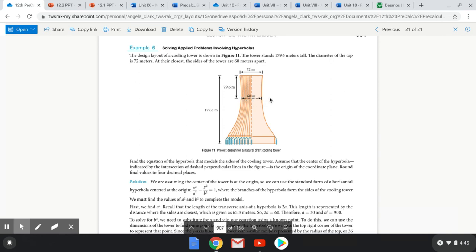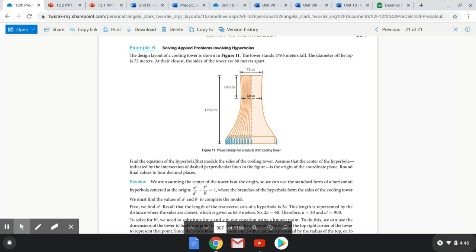So at their closest, that's going to be where the vertices are. There's a vertex here and a vertex here. The vertices are always going to be at the place where the two hyperbolas are closest to each other. So if you see "at their closest" in a word problem, those are going to be the vertices. So our vertices are here. They're 60 meters apart. That's going to be important.